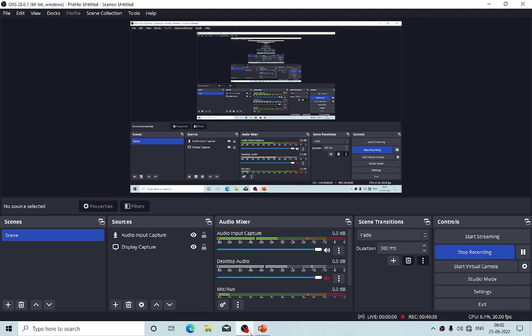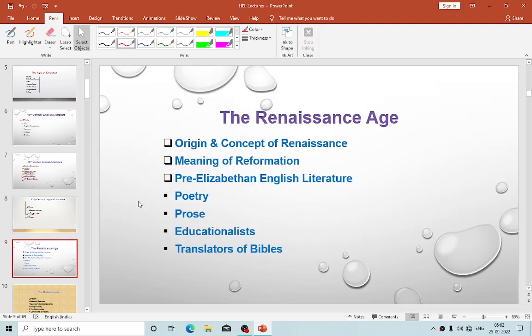Now here we will continue in the lecture, and the next one is the Renaissance Age. The Renaissance began in Italy with Petrarch and Boccaccio in the 14th century. It involved the discovery of classical Latin literature of Virgil, Ovid and Cicero, the capture of Constantinople, the last stronghold of Greek culture, by the Turks, and the flight of Greek scholars westward.